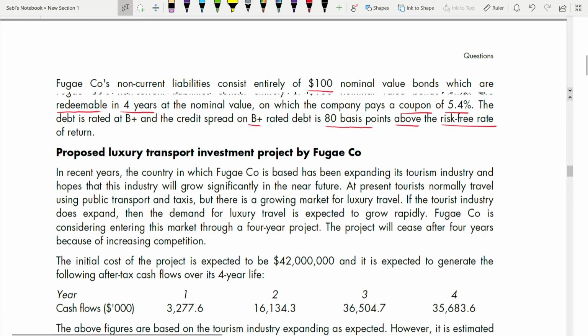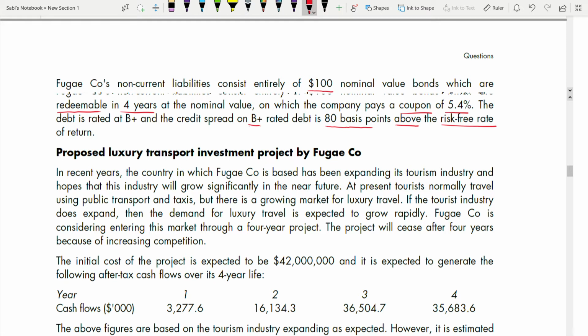The proposed luxury transport investment project by Fugai. In recent years, the country in which Fugai is based has been expanding its tourism industry and hopes that this industry will grow significantly in the near future. At present, tourists normally travel using public transport and taxis, but there is a growing market for luxury travel. If the tourist industry does expand, then the demand for luxury travel is expected to grow rapidly. Fugai is considering entering this market through a 4-year project. The project will cease after 4 years because of increasing competition.